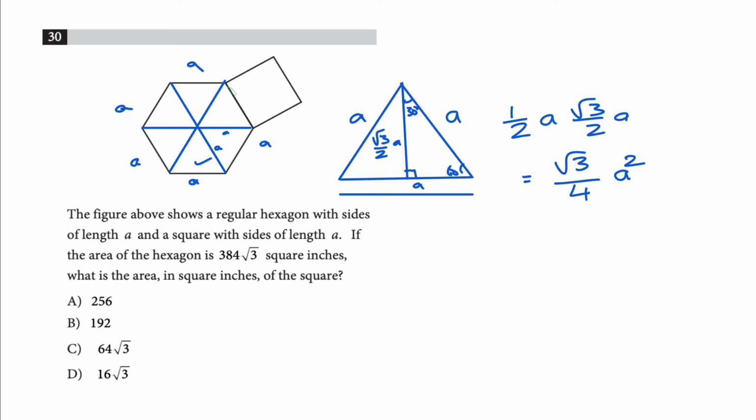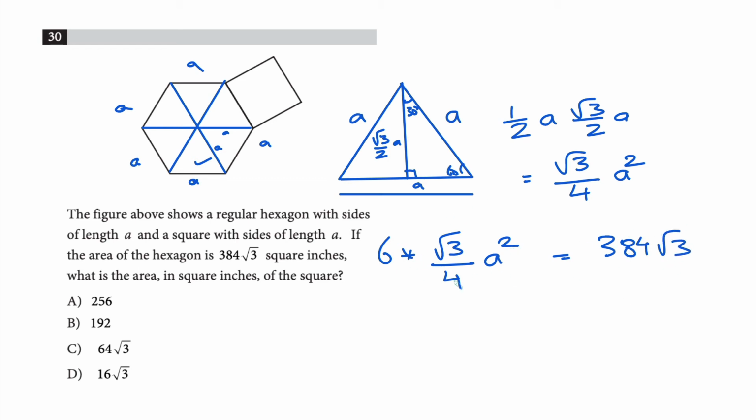Now, you've got 6 of these equilateral triangles inside this hexagon. So the area of the hexagon is going to be 6 times this area, which is square root of 3 over 4 A squared, right? And that's all this problem is talking about. And this is given to be 384 square root of 3. Okay, so that's given to be 384 square root of 3.